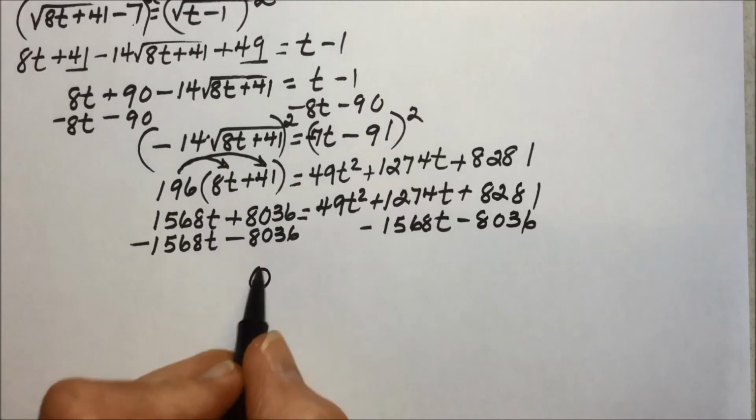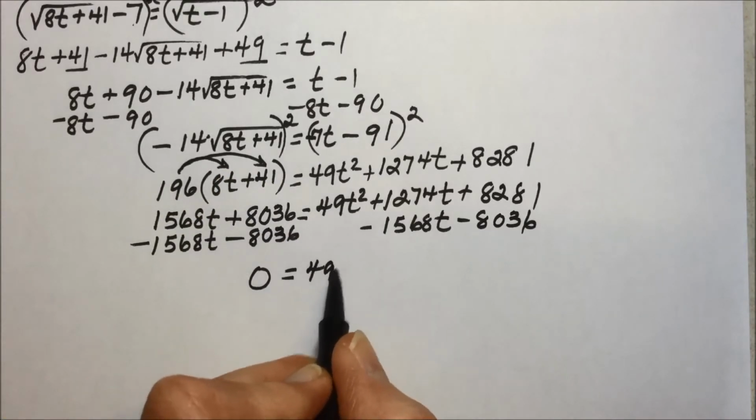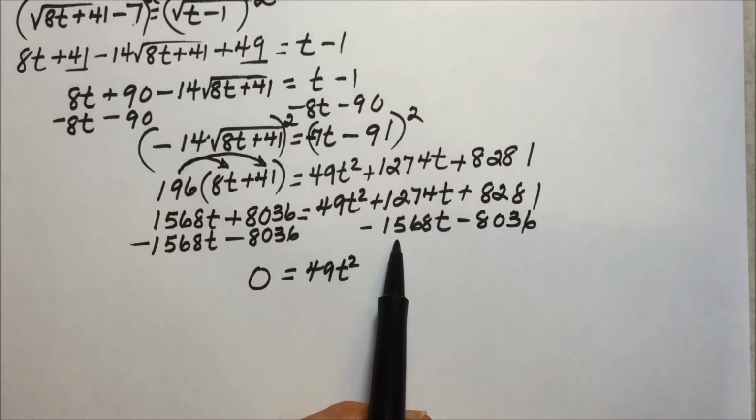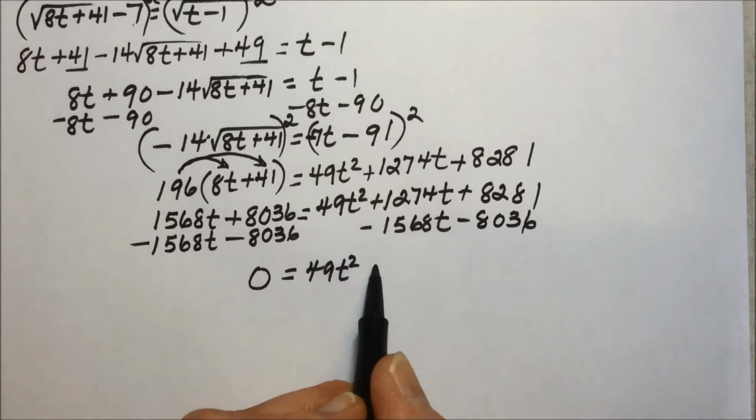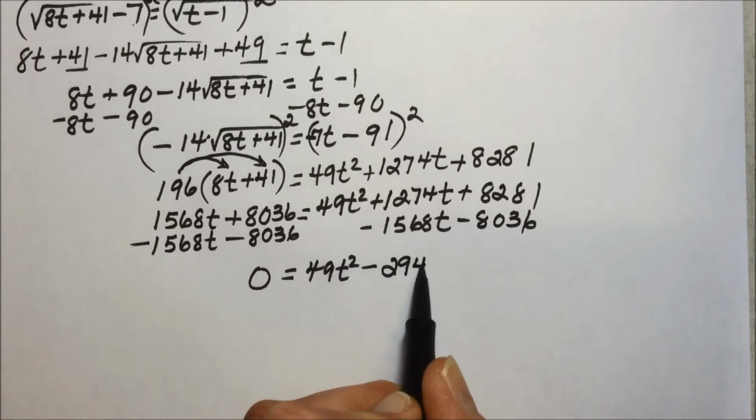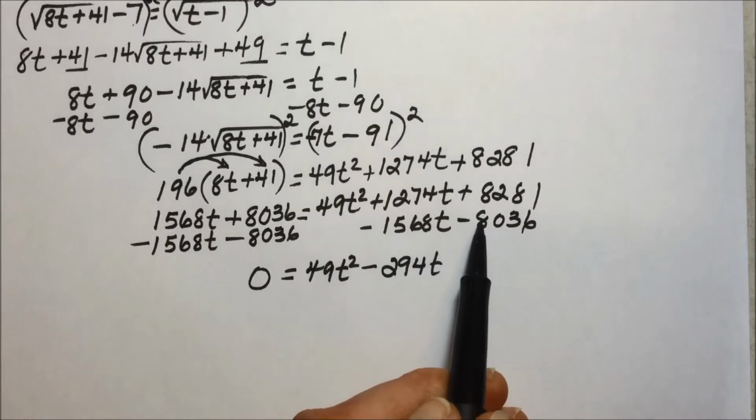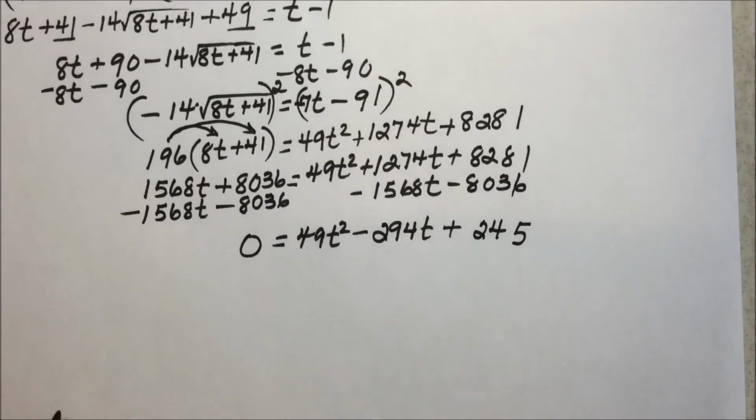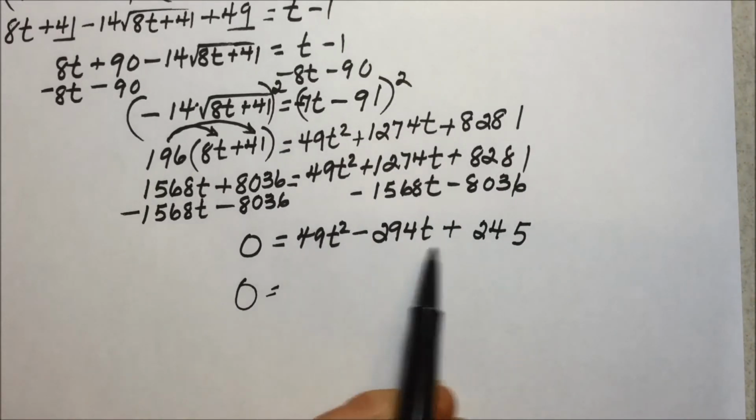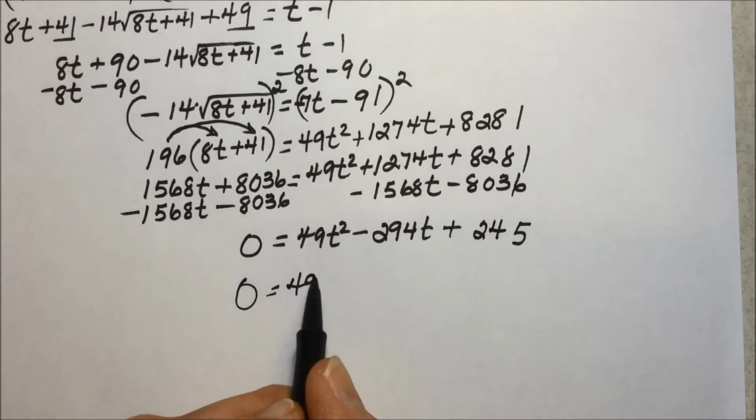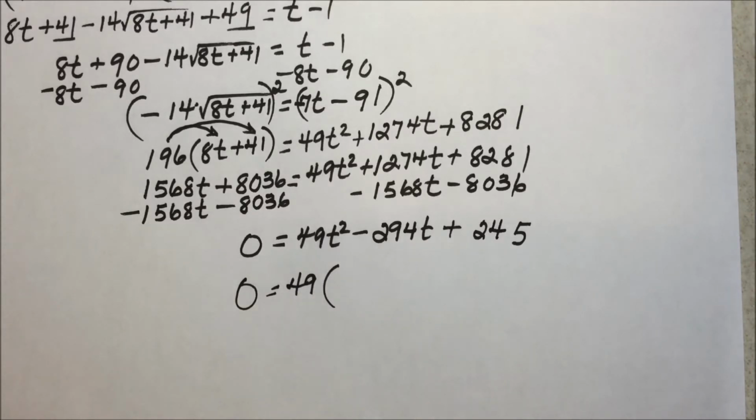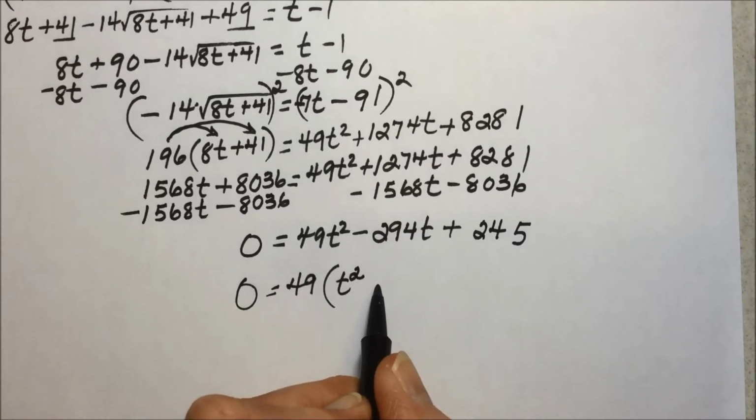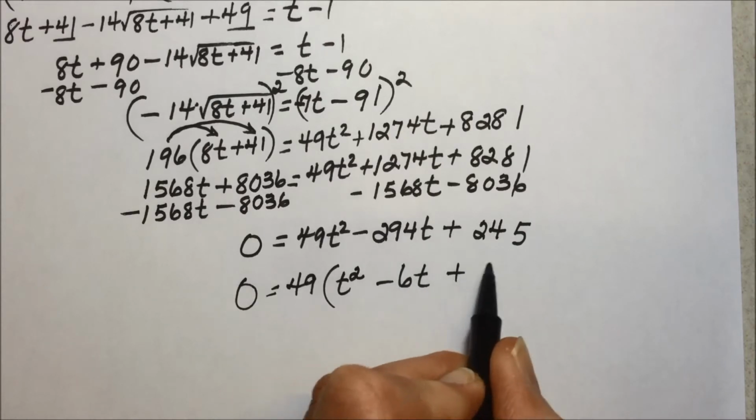We have nothing left on the left. We have a 49t squared, 1,274t minus 1,568t leaves a negative 294t. Combining our constant terms leaves a positive 245. If we can factor out a greatest common factor, it'll make life easier, and it turns out there is a common 49 between all three terms. When we factor out a 49, we're left with t squared minus 6t plus 5.